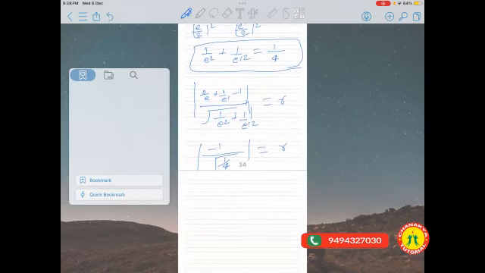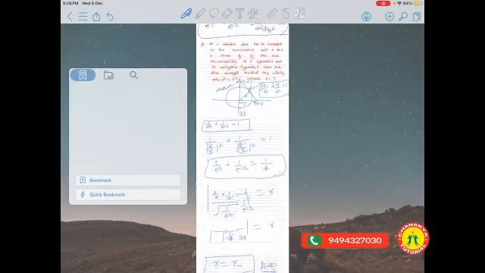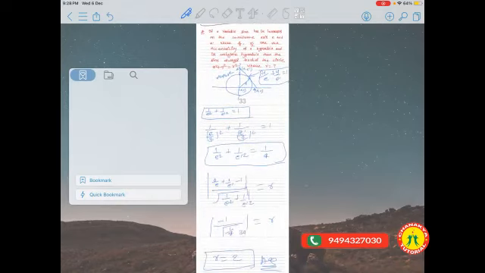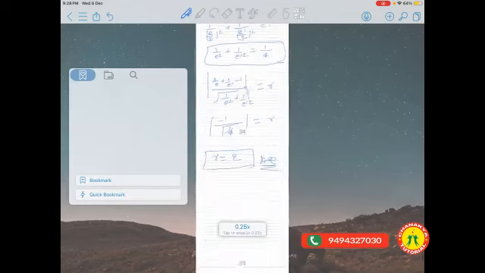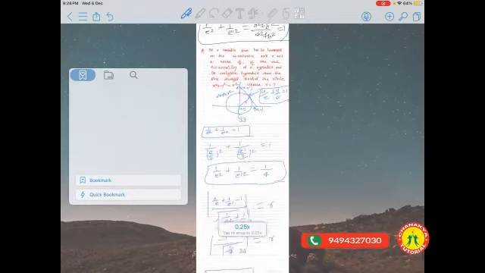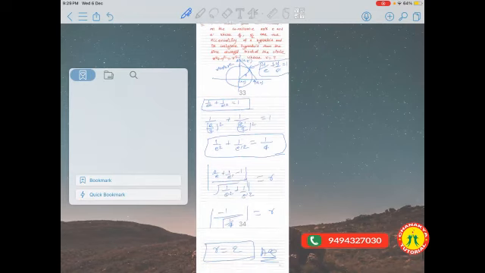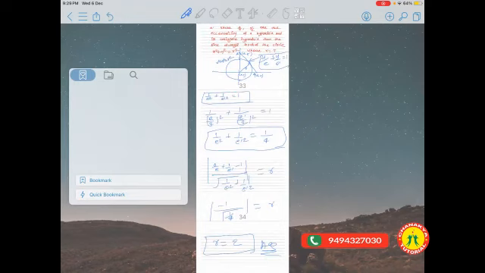So now r is equal to 2. So r is equal to 2 is the answer for this question. Concept clear?